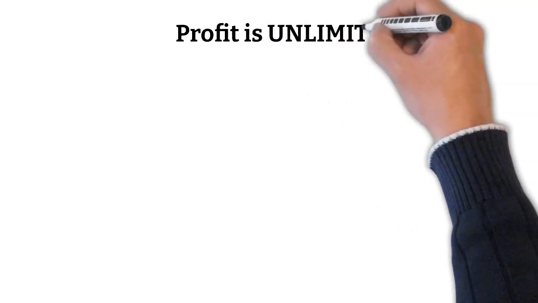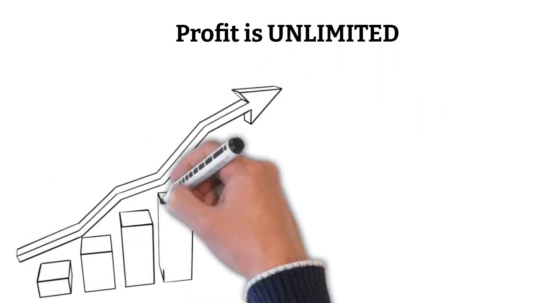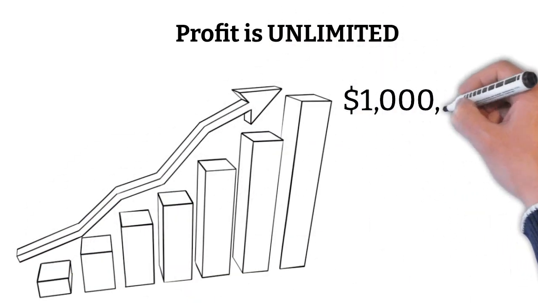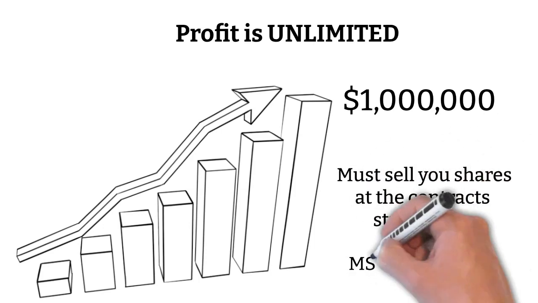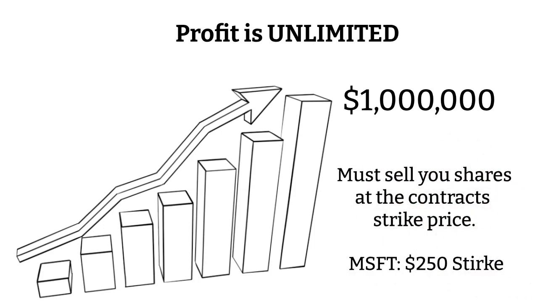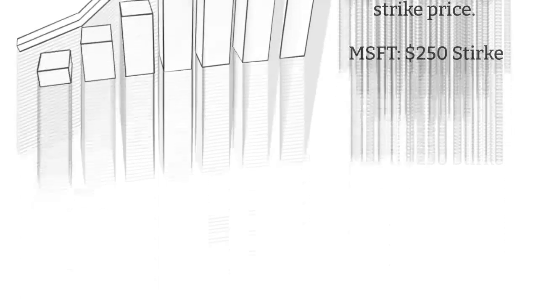There's no limit to how much money you can make with a call contract. This is because there's no limit to how high the stock's share price can go. If Microsoft were to have gone up to $1 million per share, then someone would have to buy you 100 shares for $1 million per share and sell it to you at your strike price of $250 per share.